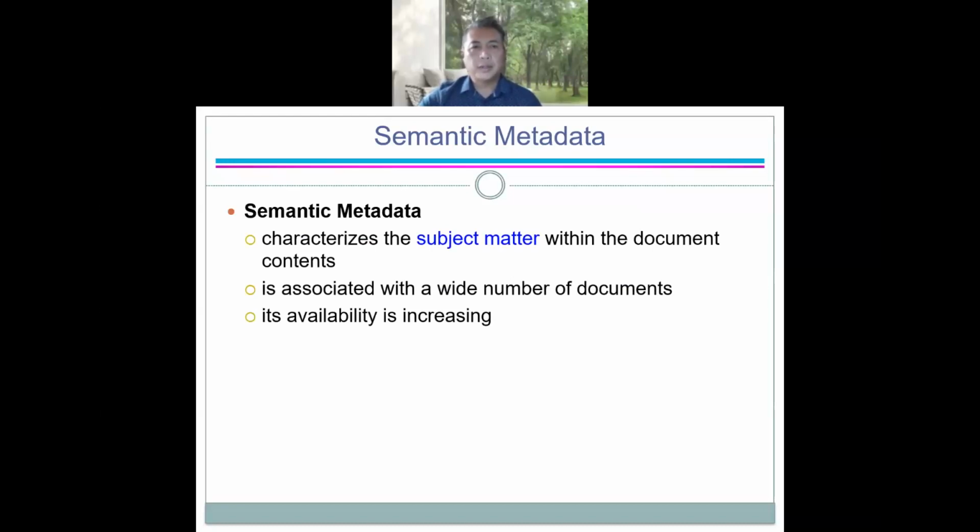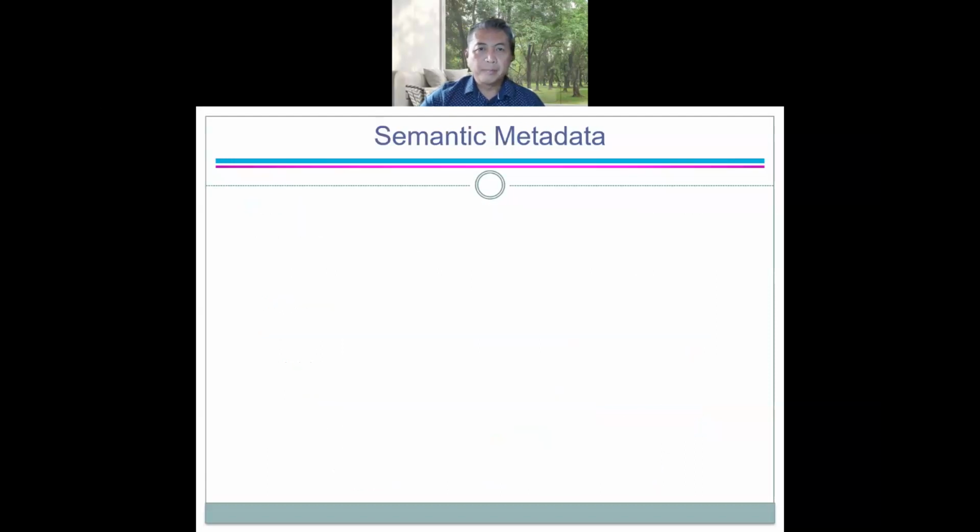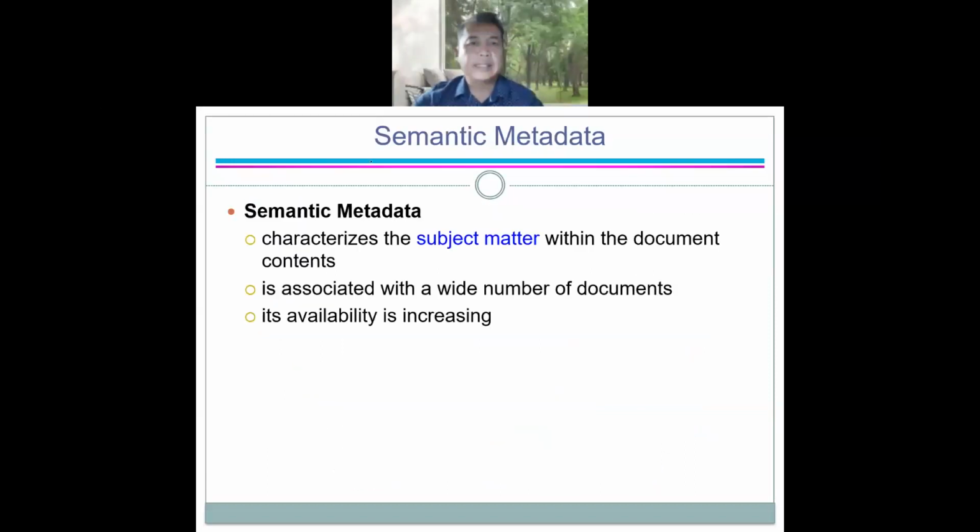Okay, so when we talk about this, if you look at this catalog card, we do not have a complete text, but we have some kind of description. No, they just say all the numbers. But what we want to know is the semantic metadata.